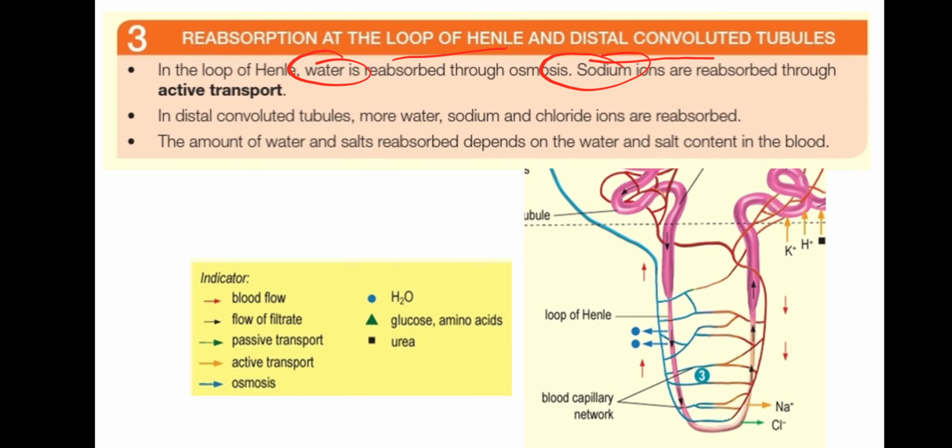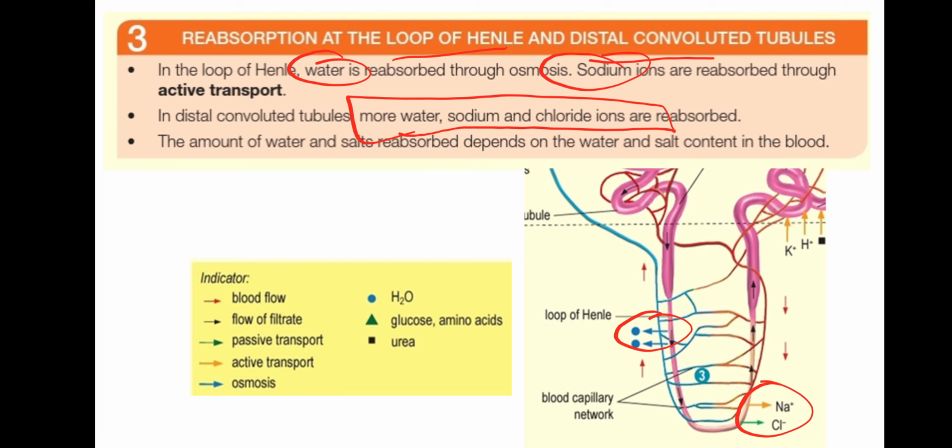In the distal convoluted tubule, more water, sodium and chloride are reabsorbed. The amount of water and salt reabsorbed depends on the water in the blood, that means how much your body needs. If you don't reabsorb, it will cause high blood pressure. So here you will see the arrow and the process.